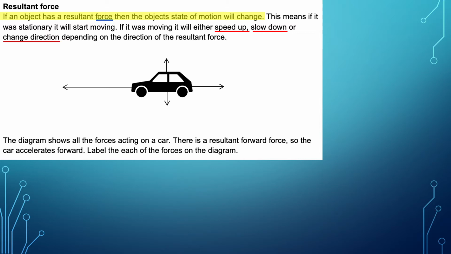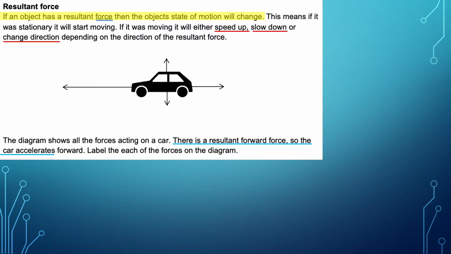Okay, so what we want to look at is this diagram here. Okay, so this car is moving towards the left because, as you can tell, the front of the car is towards the left. And we can see that there are 4 forces acting on this car, but one of the forces is actually a lot longer than the other 3, and that is the force going towards the left. Okay, so there's actually a resultant force in this car, and it's going towards the left.